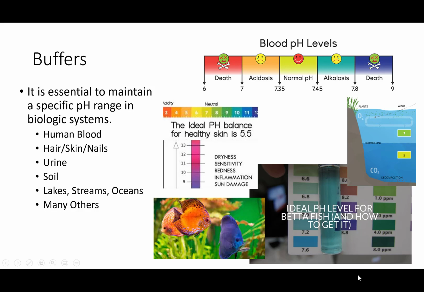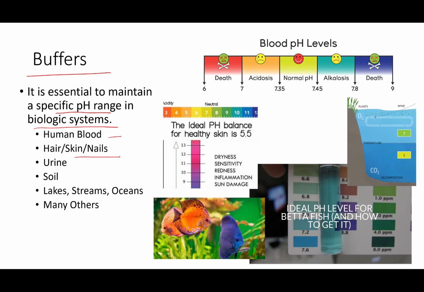Hi, folks. This time we're going to talk a little bit about buffers. Now, buffers in pH solutions are essential to help maintain a very small pH range. And this is very important in biological systems, the human body, blood specifically.